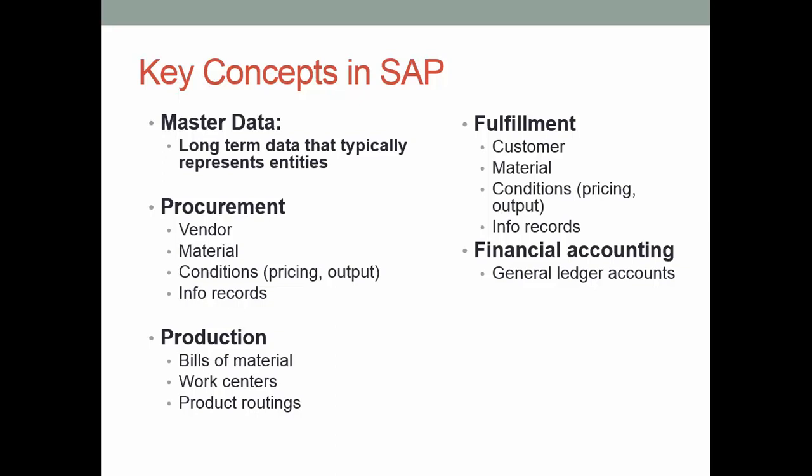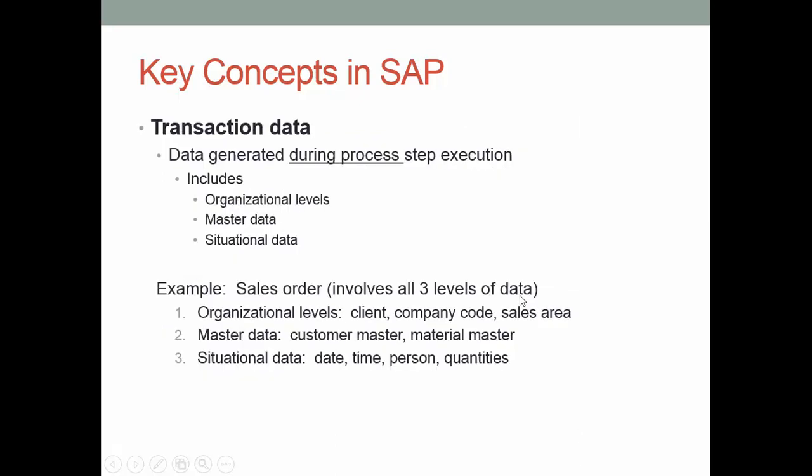Or material master is a typical example of master data. Procurement, you have your vendor, your material, conditions, info records. In production this semester we're going to be looking at the BOM or bill of material, the work centers, and the product routings. And in fulfillment you had customer, materials, conditions, info records, and in financial accounting there's the general ledger accounts.